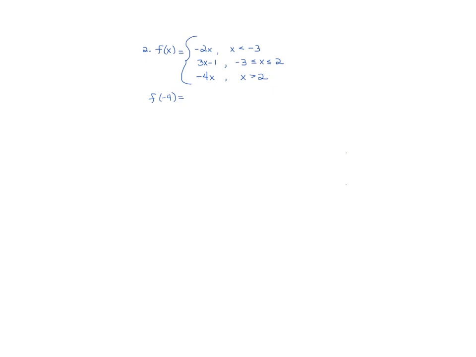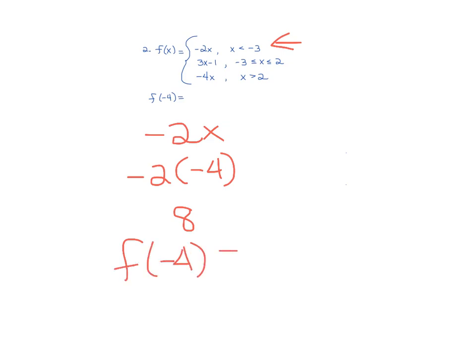Here's another example of a piecewise function. Again, this time we want to look to see where negative 4 will fall. So we can automatically see that it's going to fall up here at the top because it's less than negative 3. So the expression I'm using is negative 2x. I'm going to replace x with negative 4. I will multiply it and get an 8. So f of negative 4 equals 8. And again, if it asks you to write it as an ordered pair, you put what you plugged in and the answer you got.